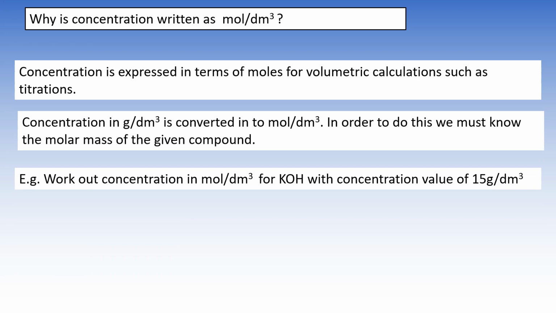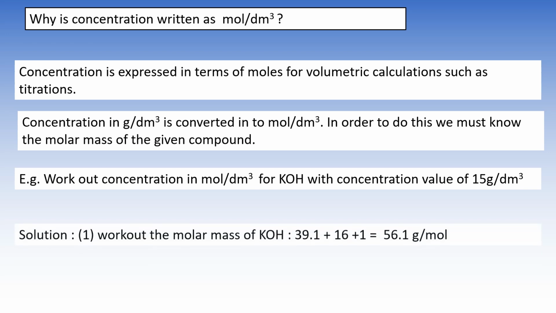Why is concentration written as moles per decimeter cube? Concentration is expressed in terms of moles for volumetric calculations such as titrations. Concentration in grams per decimeter cube is converted into moles per decimeter cube. In order to do this, we must know the molar mass of the given compound. For example, let's work out the concentration in moles per decimeter cube for potassium hydroxide, which has a concentration value of 15 grams per decimeter cube.